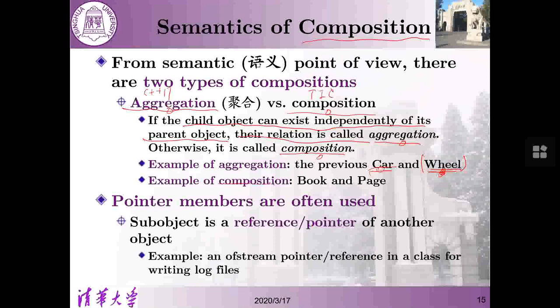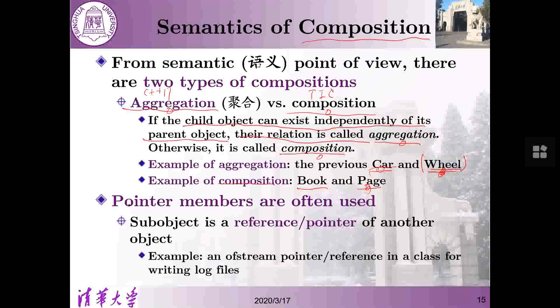An example of composition is book and page. Without a book, what is a page for? So a page cannot exist without a book. So this is an example of composition. There is a fine difference between them.